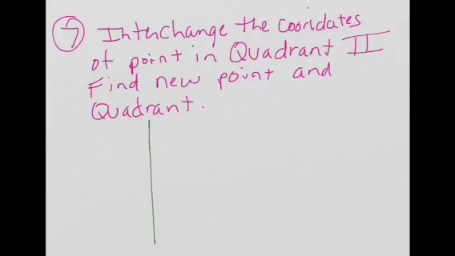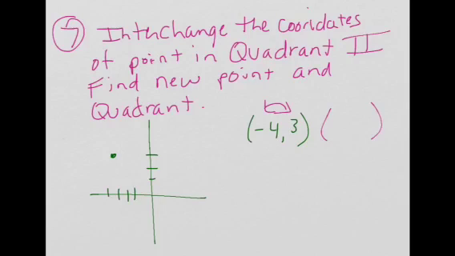Alright, now we are looking for a point that's in quadrant 2. So let's pick a point, let's say negative 4, 3. We're going to go ahead and switch the coordinates around. That's going to be 3, negative 4. And to go 3 and then negative 4 puts us back into quadrant 4.